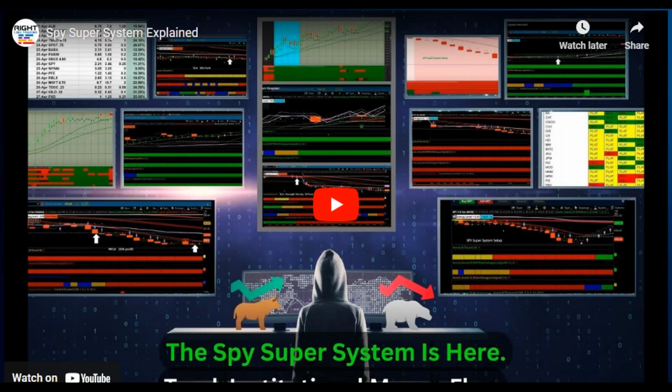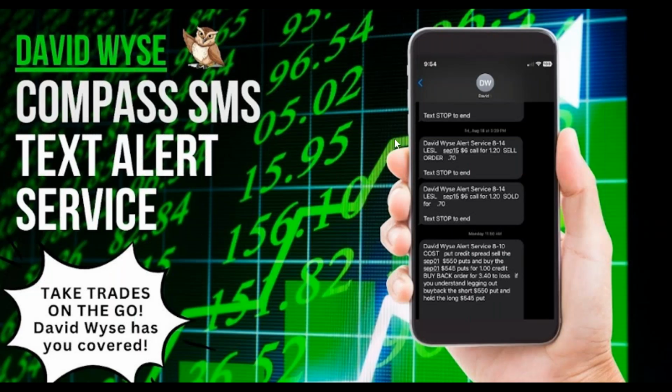All right. So it's just a graphic of what the Compass system looks like. We call it the SPY super system. Basically, we track institutional money flow with the system, which is critical, as I'm going to tell you in just a minute why it's important to be able to do that. It's critical to be able to identify when institutions are in trades and when they're not. And this is what the Alert Service looks like.